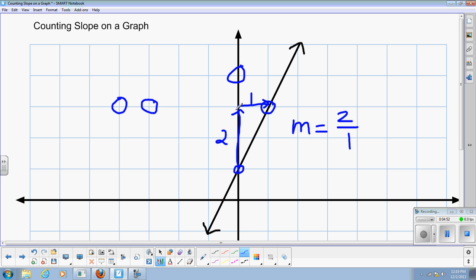Up 2 over 1. Since 2 over 1 is a fraction, we can divide. 2 divided by 1 is 2. So the slope of this line is actually counting 2's. And if you do that, it does count 2 from this spot to this spot. We've gone over one space. We've gone up 2 spaces and over one space. So that one has a positive slope.